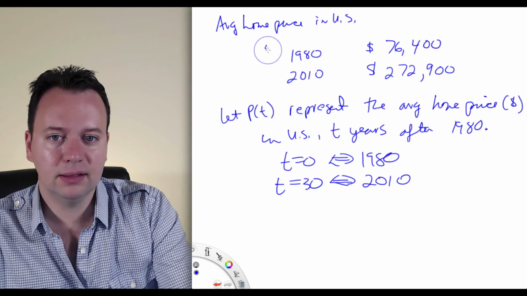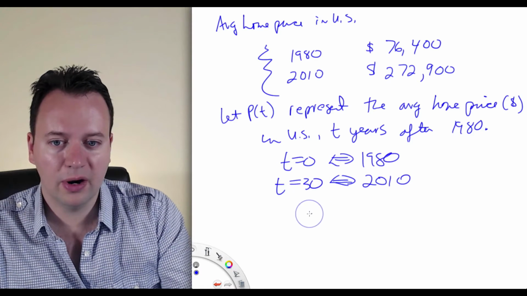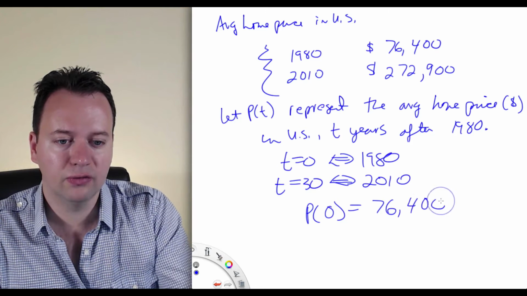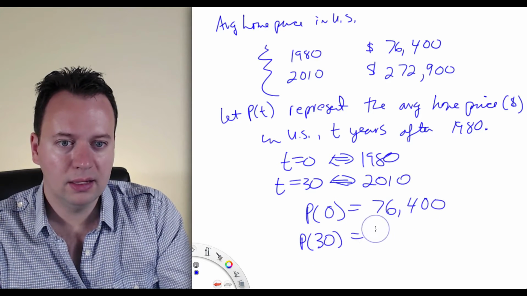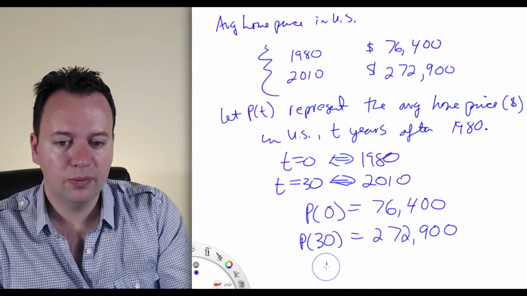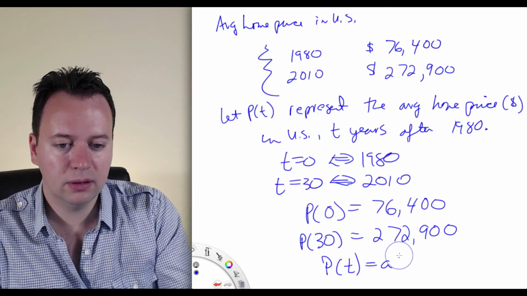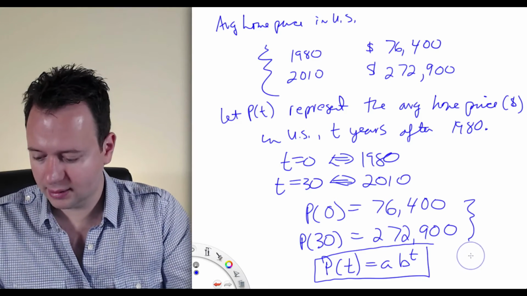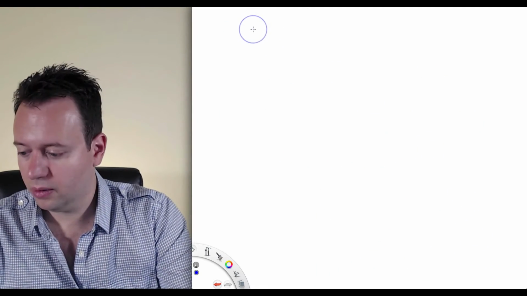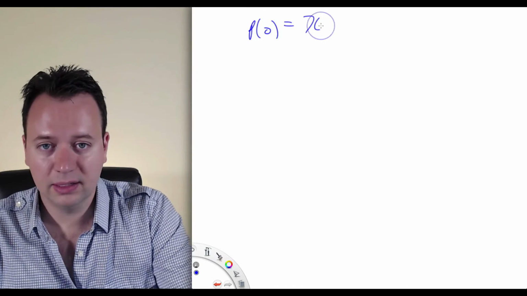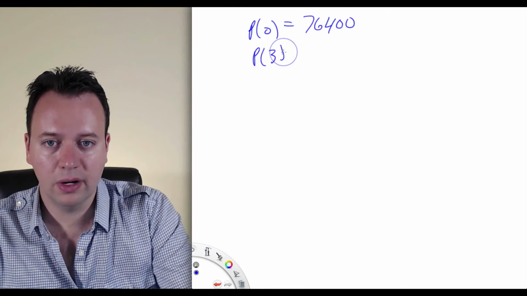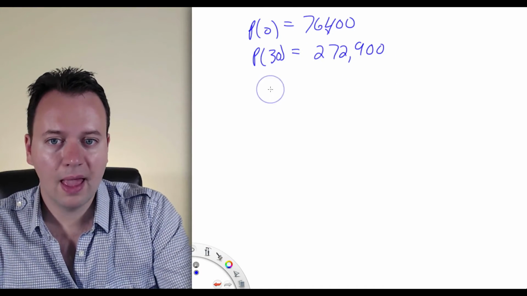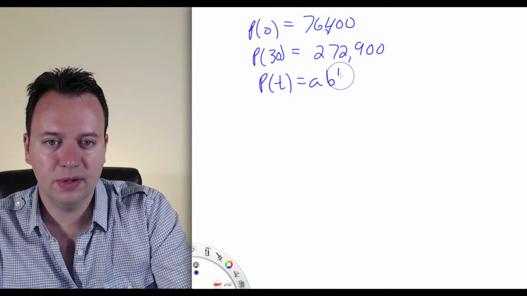So now let's take this information that we have from the problem and express it in terms of our function. So P of 0 is equal to 76,400, and then P of 30 is equal to 272,900. So basically, we're looking for a function of this form that satisfies these two data points. So again, we have P of 0 is 76,400, and P of 30 is equal to 272,900. And P of t has to equal a times b to the t.